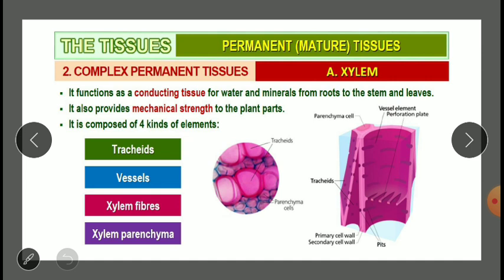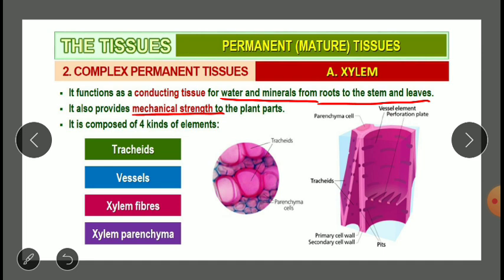First one, the xylem. Xylem is called the conducting tissue, that is, the conducting tissue for water and minerals from the roots to the stem and the leaves. It acts something like a pipeline which pulls the water from the roots and takes it to the stem and the various parts of the plant like the leaves. So those tissues which are transporting and conducting the water are the xylem. It also provides mechanical strength to the plant.